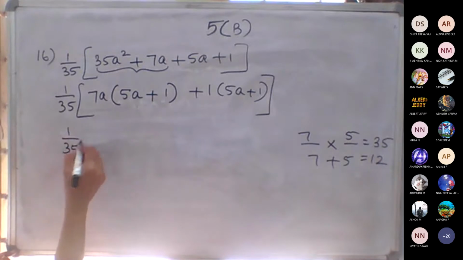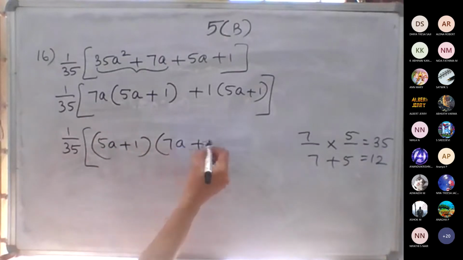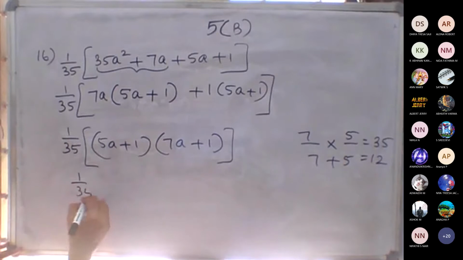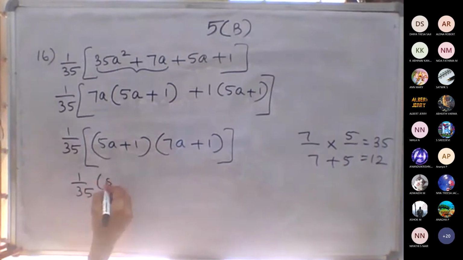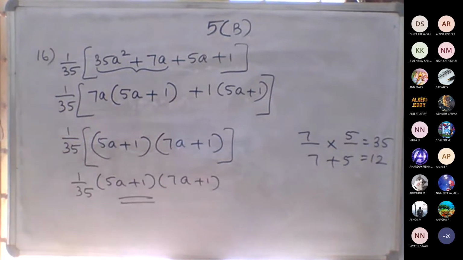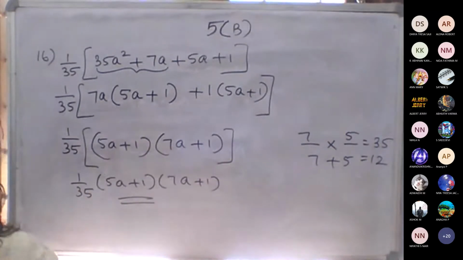1 by 35. Then 5a plus 1 is common there, and the balance is 7a plus 1. Without this square bracket, we can directly write 1 by 35 into 5a plus 1 into 7a plus 1. No need of that square bracket. Any doubt in this? No doubt, ma'am. Okay, then question 17.